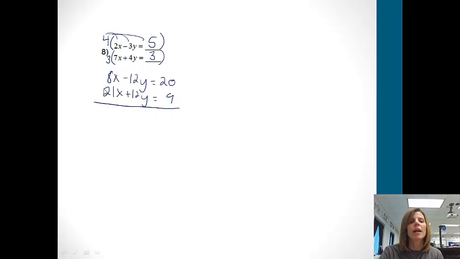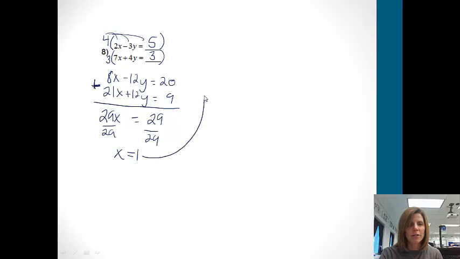Now I need to decide, should I add or subtract? If I add them, negative 12 plus 12 will eliminate. So we're going to add this time. 8x plus 21x is 29x. The y's are gone. And then 20 plus 9 is 29. Then we'll divide both sides by 29, and we get x is equal to 1.